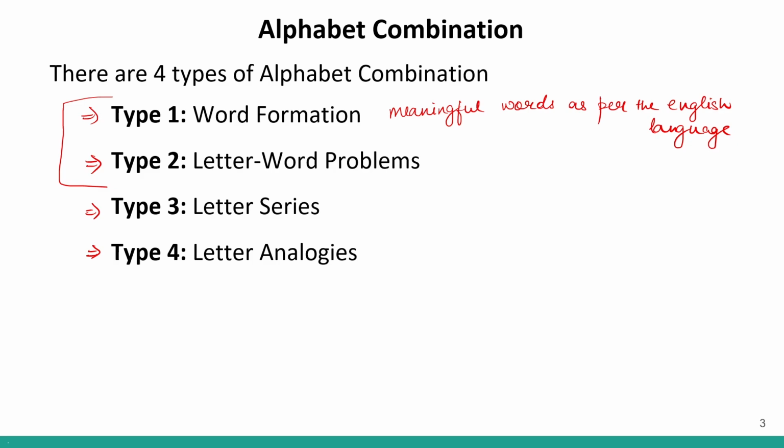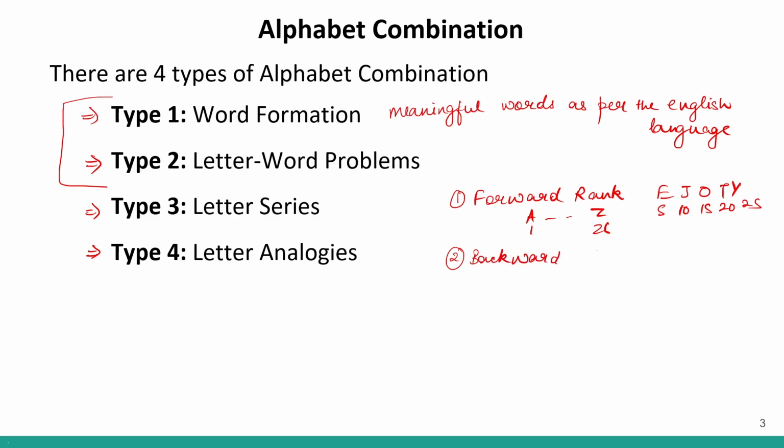Okay, so I've told you that there are 4 concepts that we use whenever we deal with alphabets. The first concept is forward rank. Forward rank means we assign a number to each alphabet in increasing order. So A is 1, Z is 26. We have a shortcut to remember forward rank, E, J, O, T, Y, which is 5, 10, 15, 20 and 25. Then there is a concept of backward rank. Backward rank, similar concept, just that the numbers are assigned in decreasing order. So A is 26 and Z is 1. Backward rank plus forward rank for any letter is equal to 27.